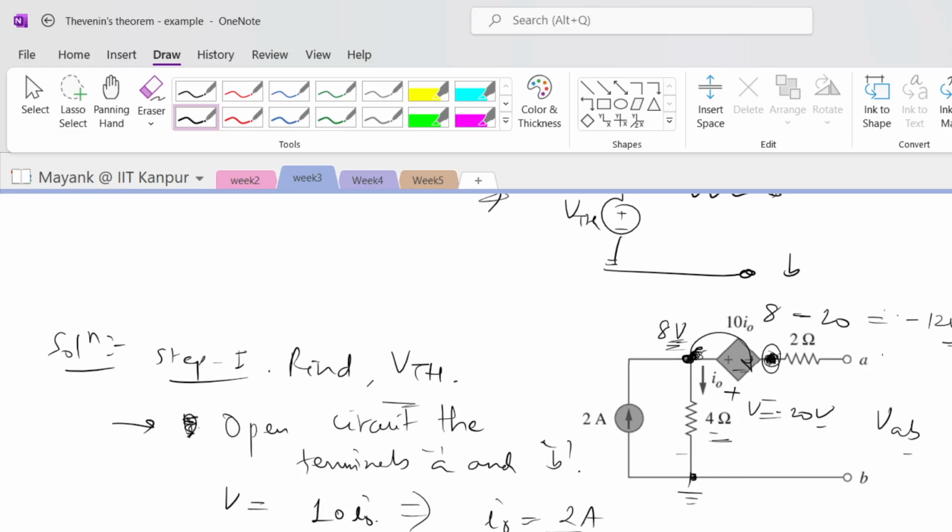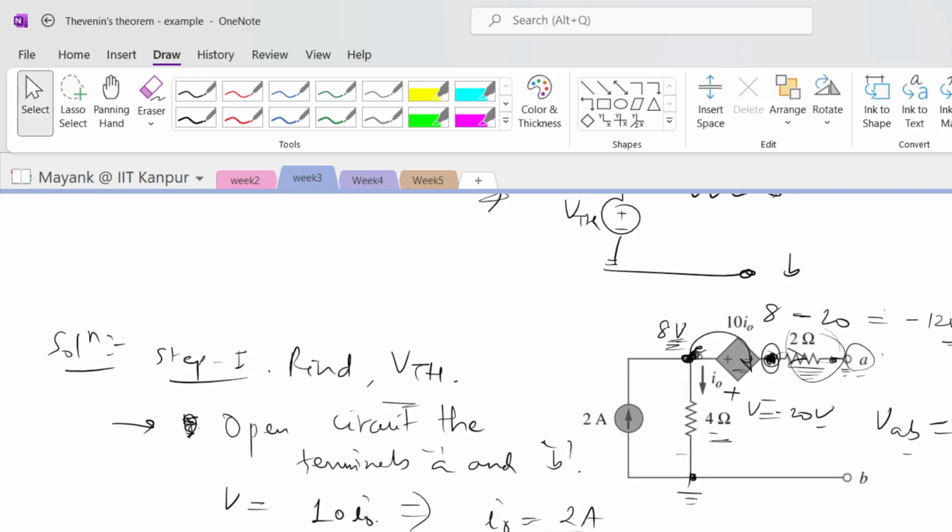So if this node is at minus 12 volts, what will be the voltage at this node? You can see that the voltage at this node will also be equal to minus 12 volts, simply because the current flowing through this is 0. Since the current flowing through this is 0, there is no voltage drop across this 2 ohm resistance. So whatever voltage appears here, the same voltage appears here. Fine. So VAB is equal to minus 12 volts. VAB is also equal to VThevenin, right? So VThevenin is equal to minus 12 volts.